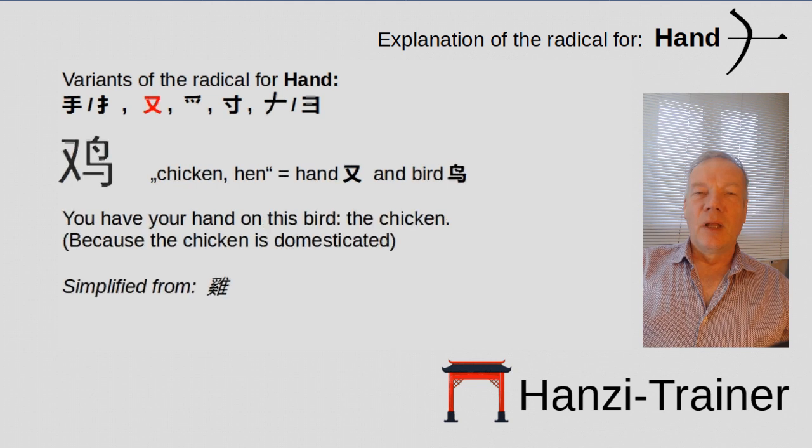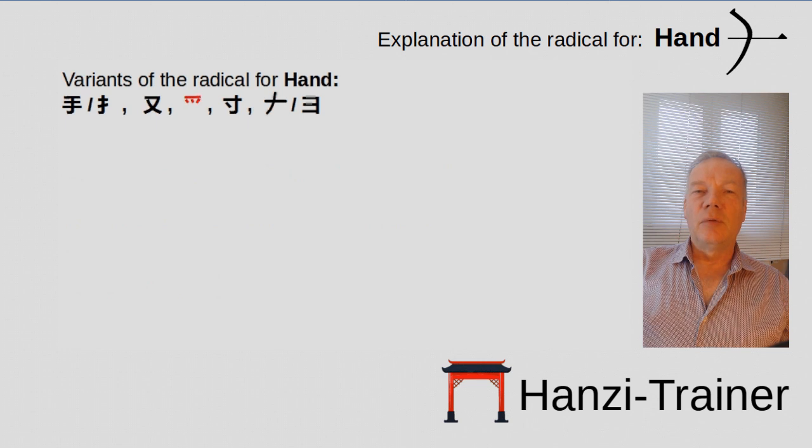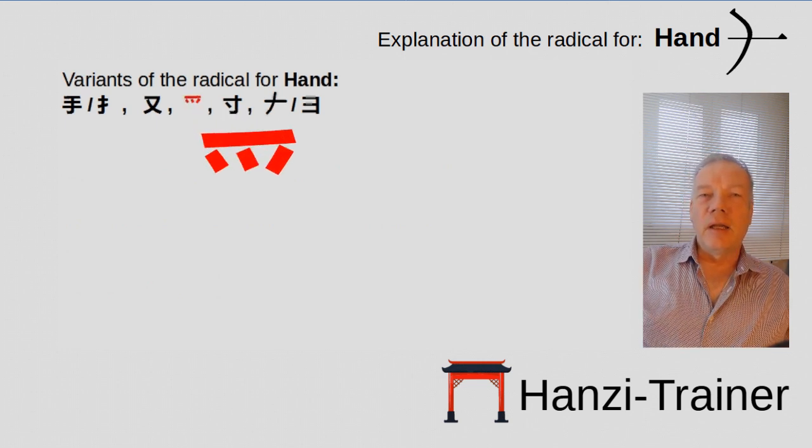The next one has the meaning chicken or hen and is composed of a hand and a bird. It has the memory phrase, you have your hand on this bird, the chicken. The memory phrase becomes understandable when you think that the chicken is a domesticated bird. Other birds will fly away when you approach with your hand, but you can only have your hand on this bird, the chicken.